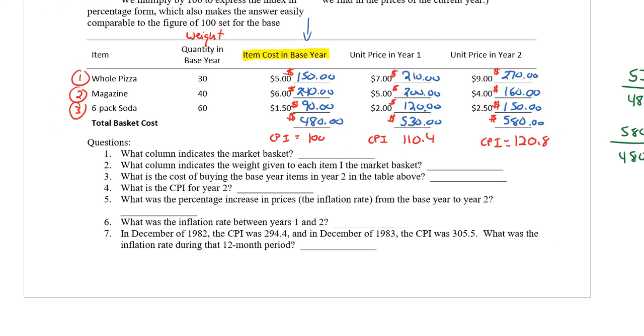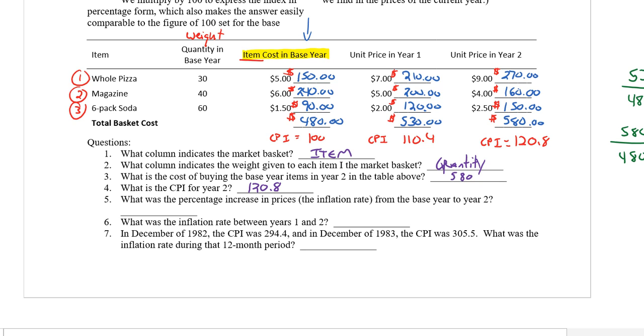What I can do now is quickly go through some of these answers that I have. So the column that indicates the market basket, that is going to be my item column right here. I'll do this in a different color, item. What column indicates the weight? Well, I've said that already. That's going to be the quantity. What is the cost of buying the base year items in year 2? Well, we've said that, and we've already calculated that to be $580. And the CPI for year 2, we've already calculated that to be 120.8.